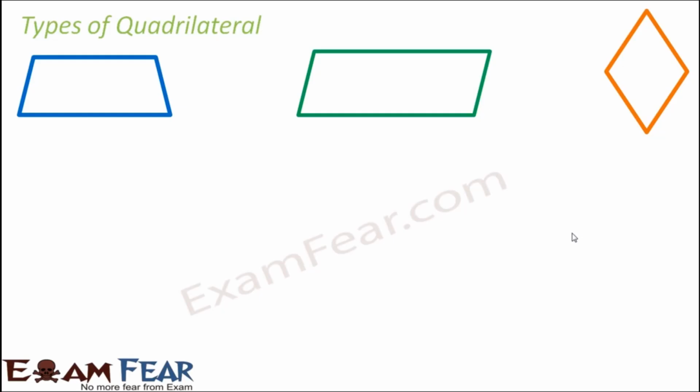Let us now discuss the types of quadrilateral. As I had mentioned before, there are many different types of quadrilaterals based on the values of the angles and the values of the sides. Whether their sides are equal or not, parallel or not, whether their angles are equal or not, based on that they have been divided into so many different types. So the first type of quadrilateral that we will talk about is a trapezium.